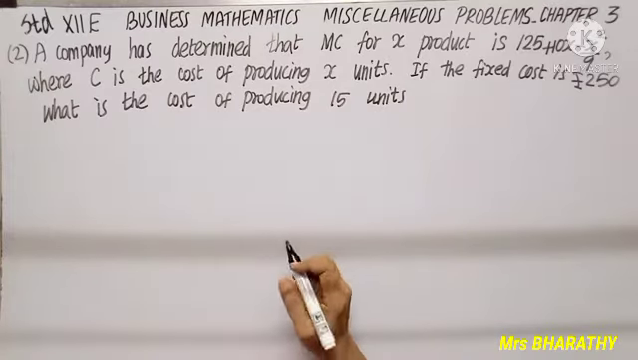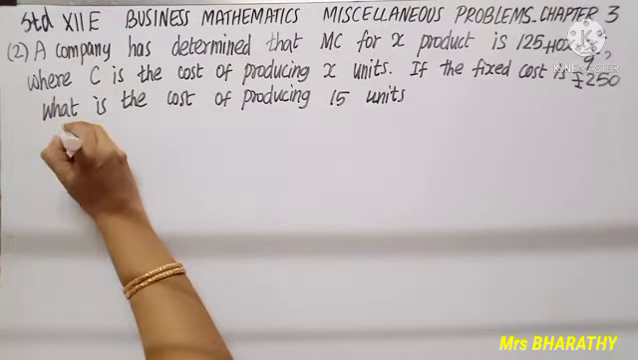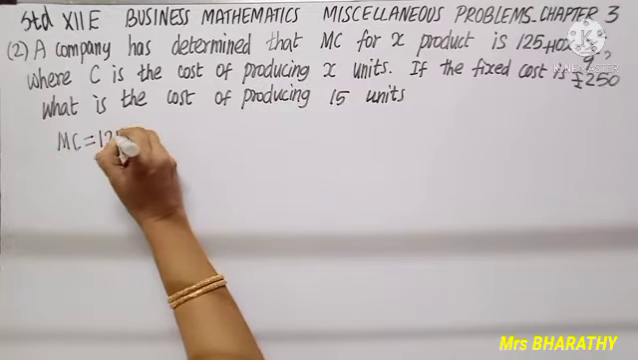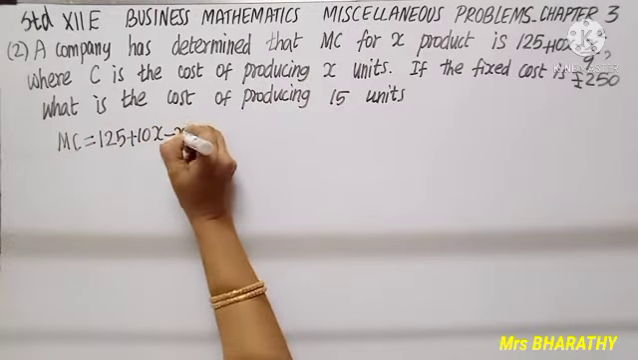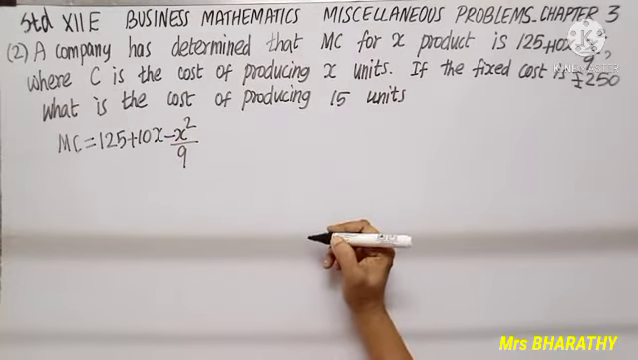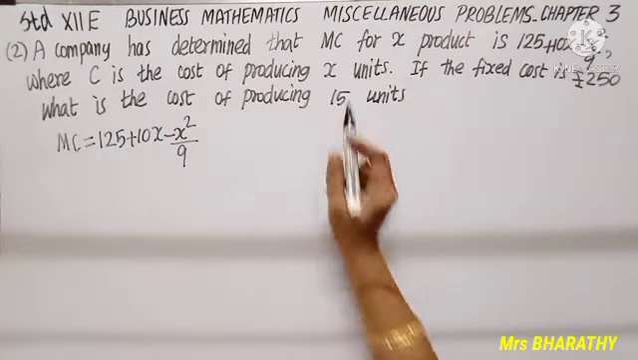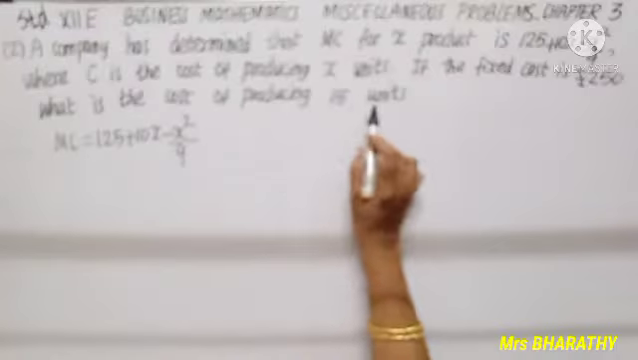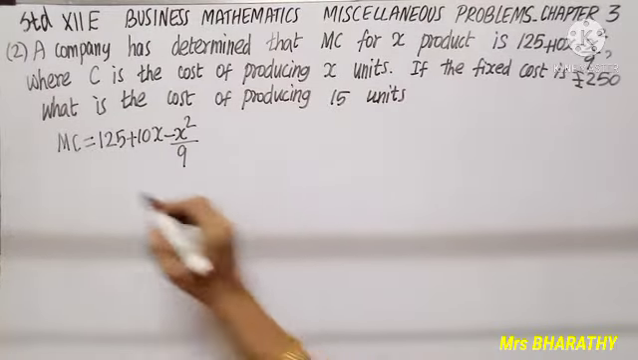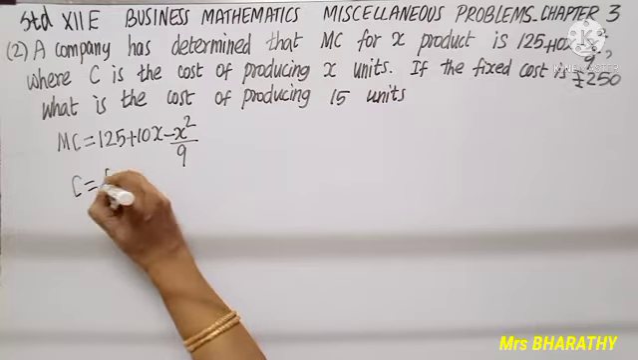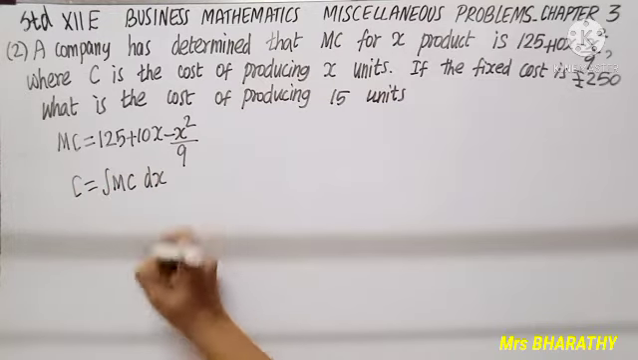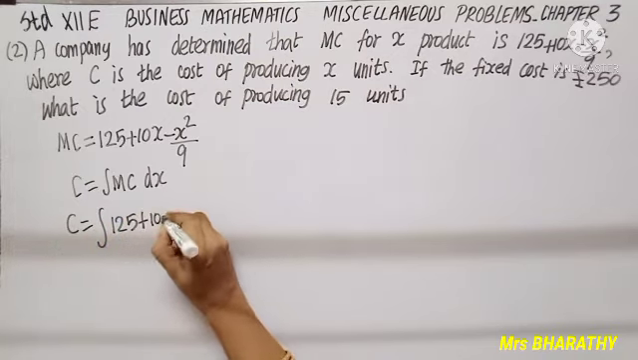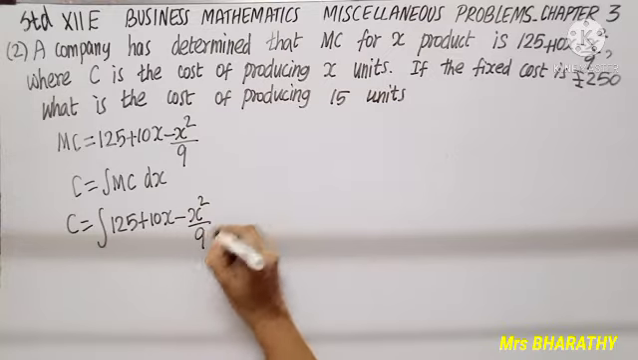Question number 2. A company has determined that marginal cost of X product is MC equals 125 plus 10x minus x square by 9, where C is the cost of producing X units. If the fixed cost is 250 rupees, what is the cost of producing 15 units? As we know, to find cost, the formula is integral MC dx. As we integrate 125 plus 10x minus x square by 9.